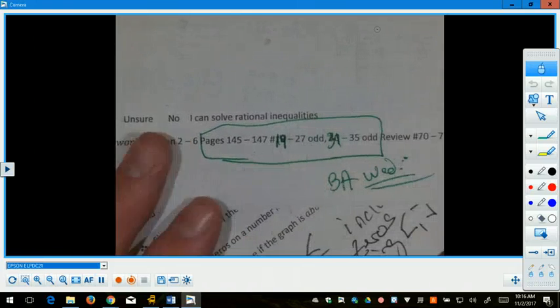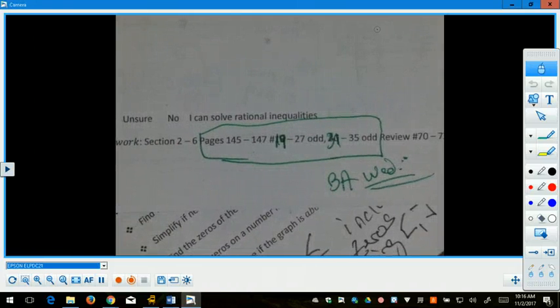Okay. Our benchmark test is on Wednesday. But with Election Day being Tuesday, we don't have school Tuesday. So tomorrow you'll have your mini quiz, and you'll receive a BA review tomorrow. And we'll go over questions from that on Monday.